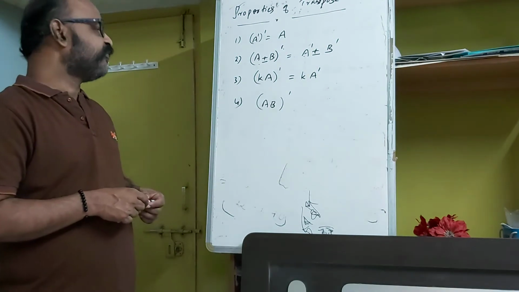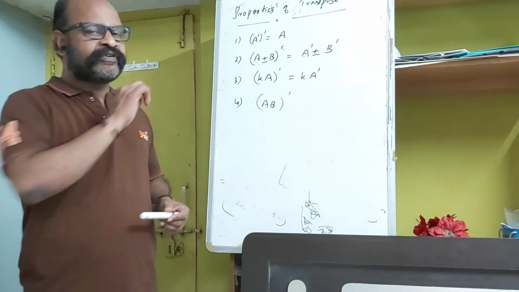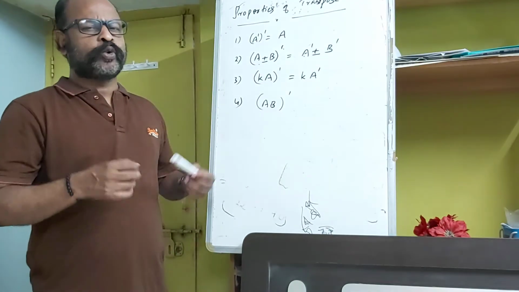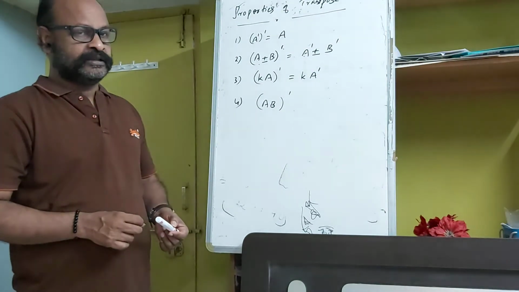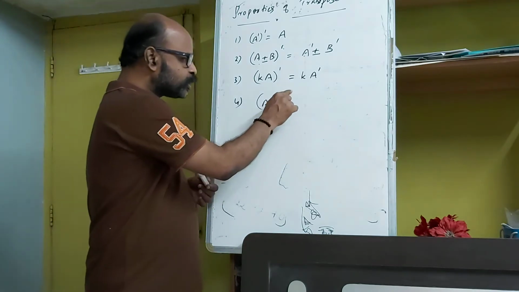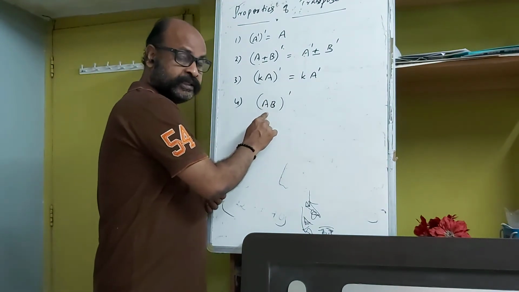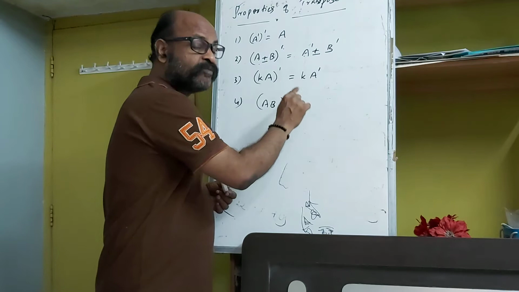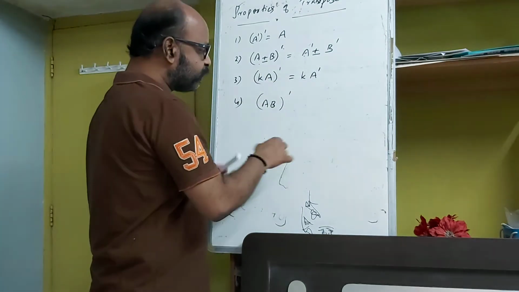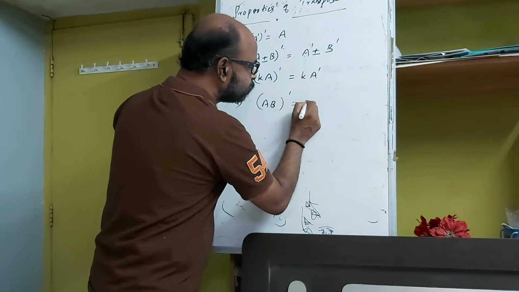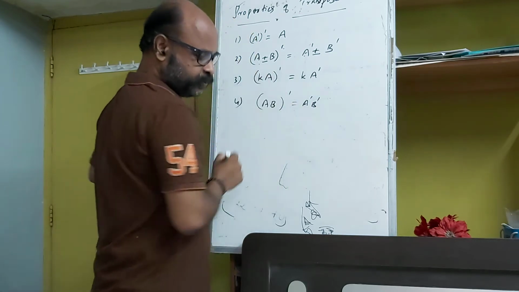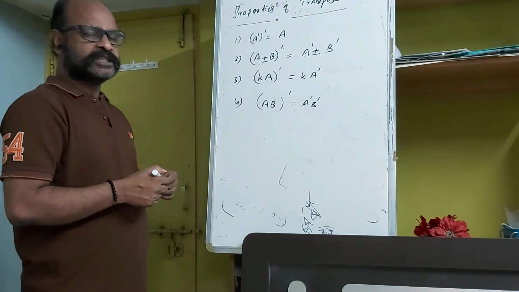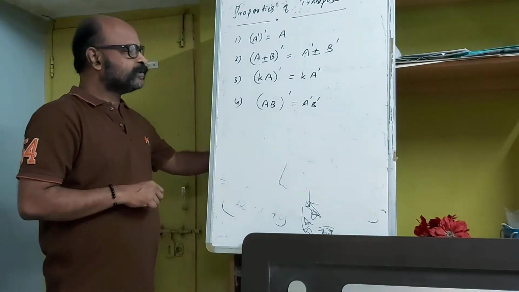Transpose of a difference is equal to the difference of the transposes. So it is quite natural that we expect the transpose of a product to equal what? The product of the transposes. The meaning is what? A transpose into B transpose. But remember, it is wrong.